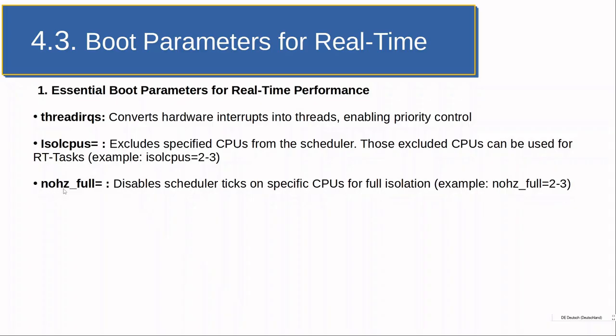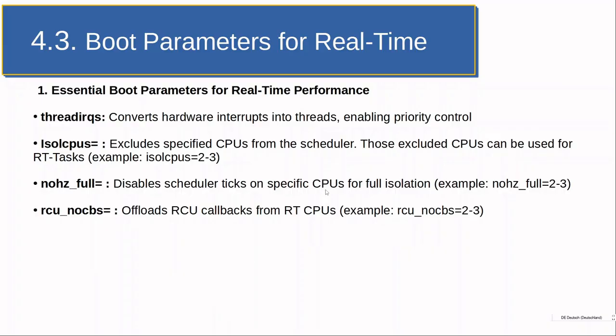Third one is nohz_full, which disables the scheduler ticks on specific CPUs for fault isolation. For example, here, as I said, we want to isolate the CPU 2 and 3. And for that, if you are using isolcpus for 2 and 3, we need to also use nohz_full for the 2 and 3 CPUs.